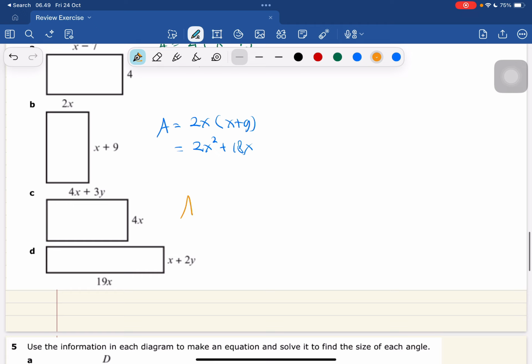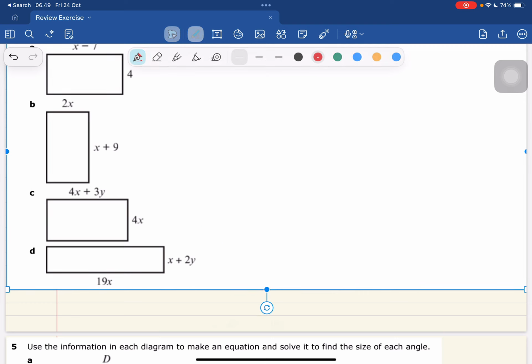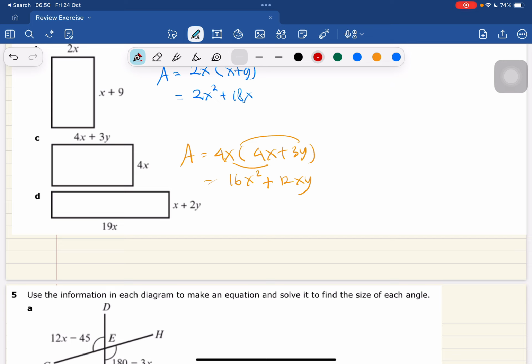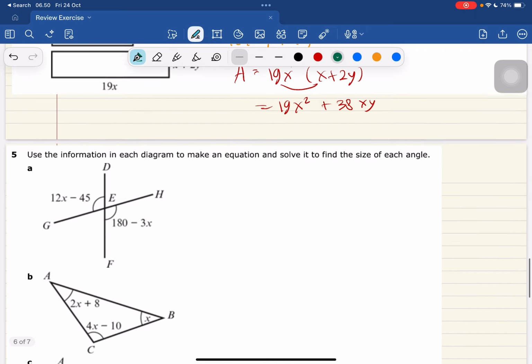Next, for C, area of C is going to be 4x multiplied by 4x plus 3y. Expanded, it's going to be 16x squared plus 12xy. Now for D, area of D. So 19x multiplied by x plus 2y. So expanded is going to be 19x squared, and then 19 times 2 is 38xy. There we go.